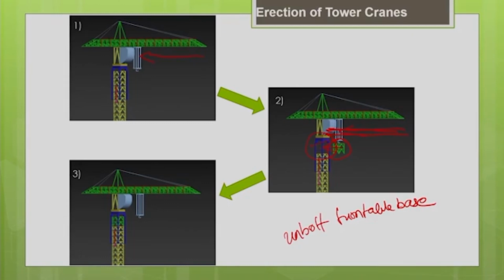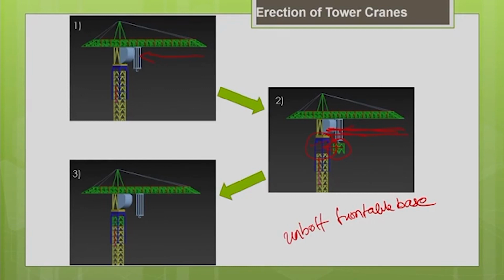Similarly, if you want to dismantle it, you do the entire thing in the reverse order. So you can remove the sections one by one with the tower crane. Finally, after the desired height is reached, with the help of another mobile crane, you can remove the jib and the counter jib portion. That is how they dismantle it with the climbing cage.